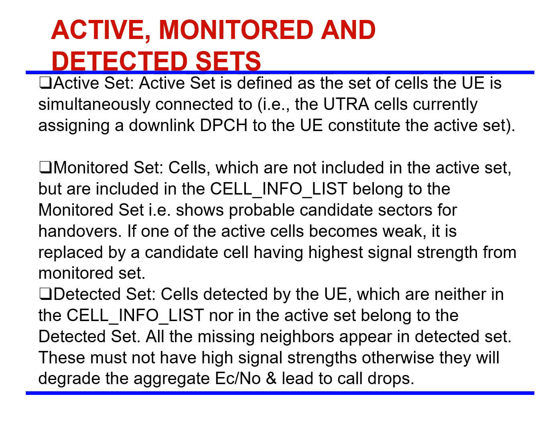Active, monitored, and detected sets. Active set is defined as the set of cells the UE is simultaneously connected to. The UTRA cells currently assigning a downlink DPCH to the UE constitute the active set. Cells which are not included in the active set but are included in the cell info list belong to the monitored set. Monitored set shows probable candidate sectors for handovers.